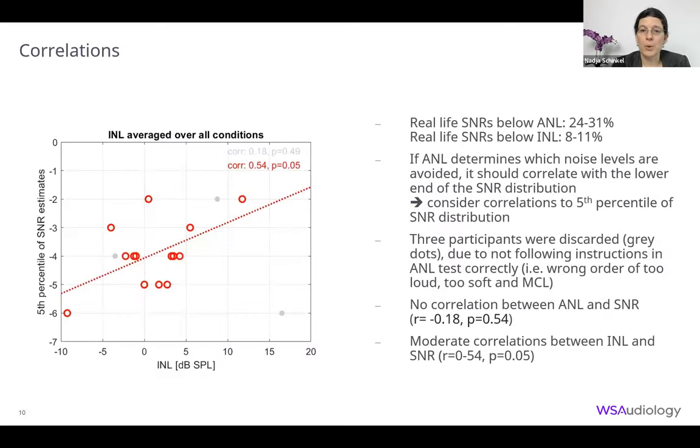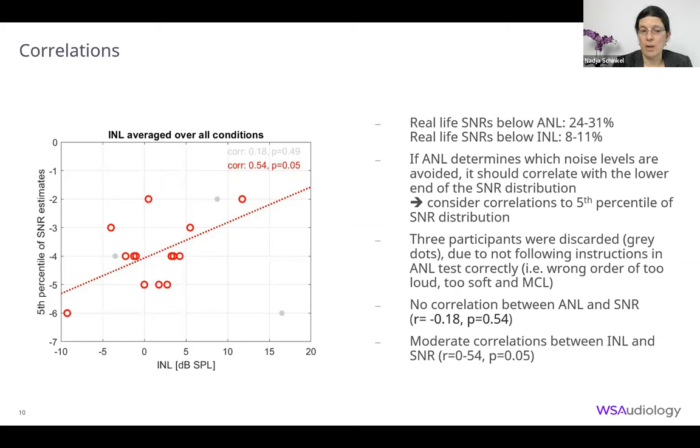Then we wanted to know how often people in real life are in SNRs below the acceptable noise level, and that's about a quarter. And about 10% of the time they are below the unacceptable noise level. And the question is, why is that? Does the world just happen to be like that? Or is it that we can shape our environment?